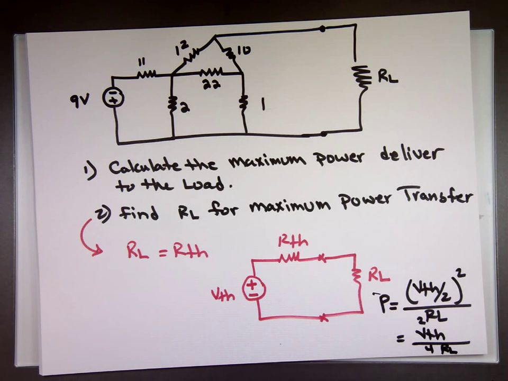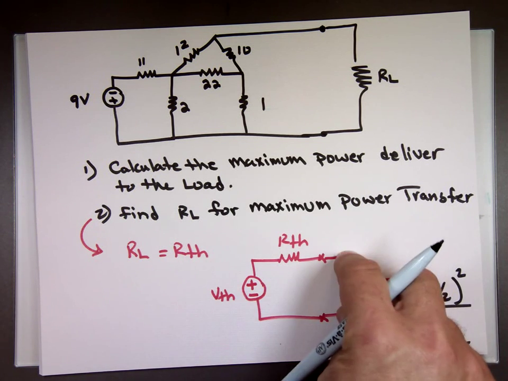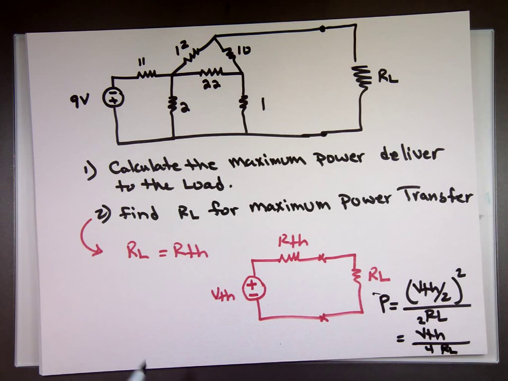Why is the voltage divided by 2? Because these are equal. If they are equal, the voltage will split in half. So half the voltage will be here. Half of that number will be here. And power is V squared divided by R. And that's what I use here.